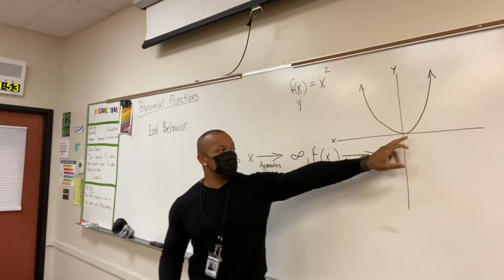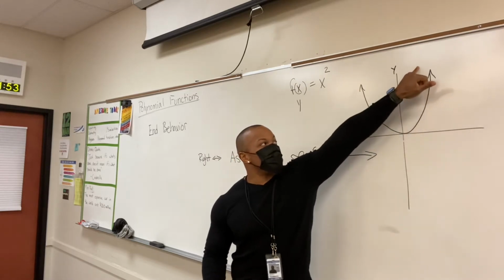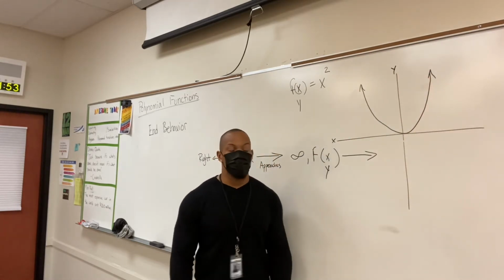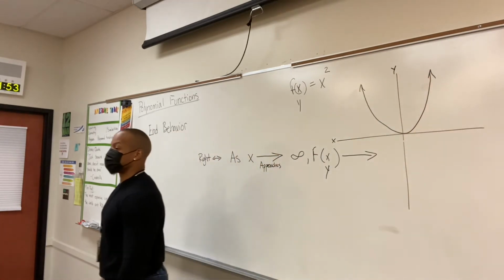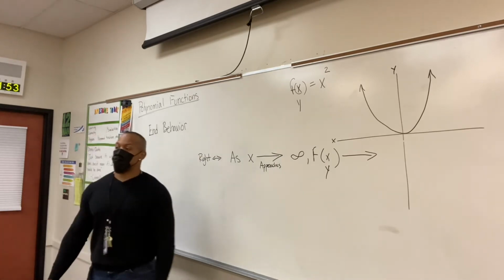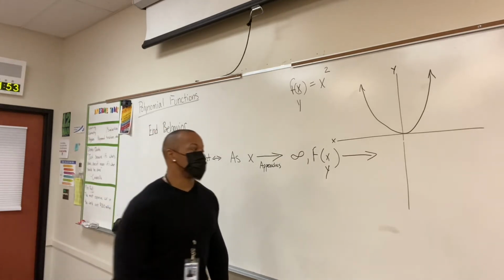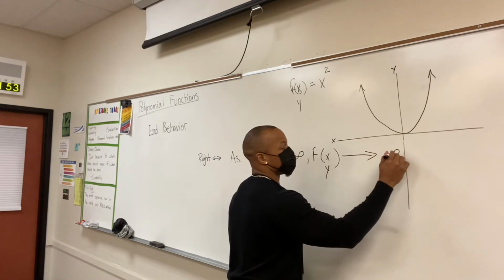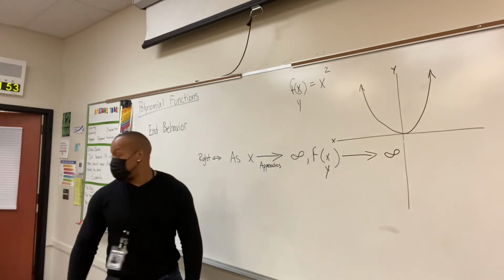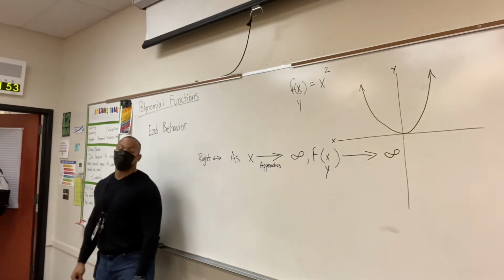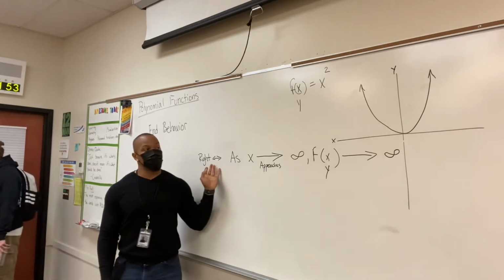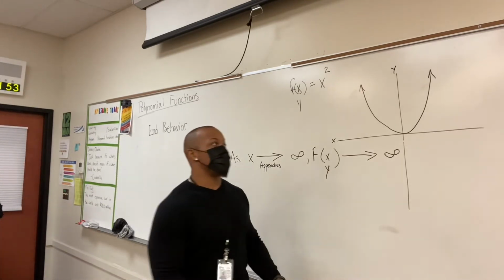It's infinitely going to the right and it's also infinitely going up, okay? But is it going positive infinity or negative infinity? Positive. Why? Because it's going up, not down. Yep, it's going up, not down. Okay. So this is what's taking place on the right side of the graph.